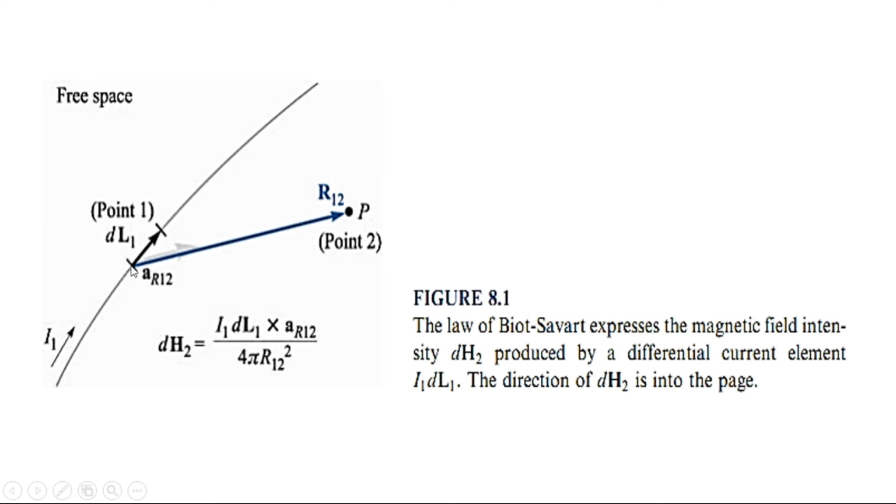So this filament and this line are actually making a plane. So the direction of magnetic field intensity at this point will actually be normal to this plane.